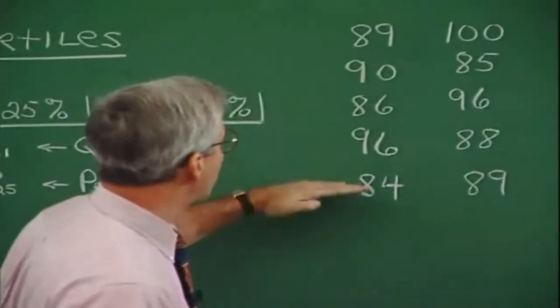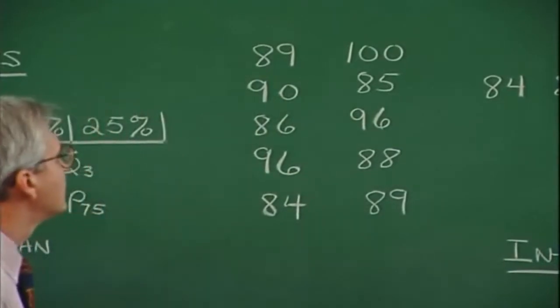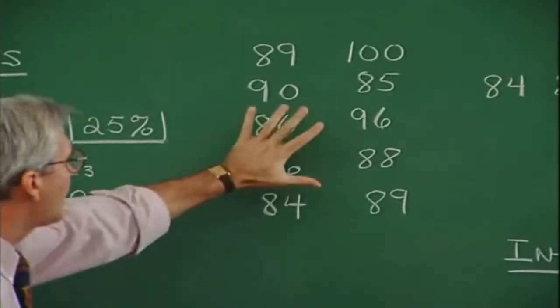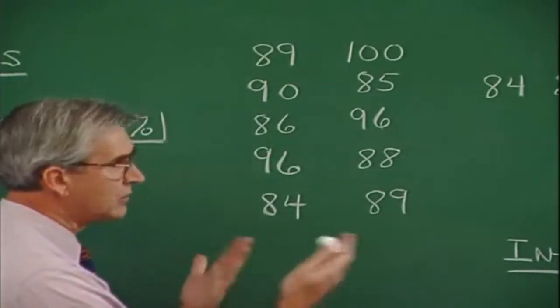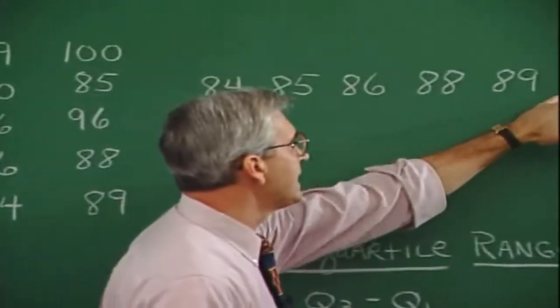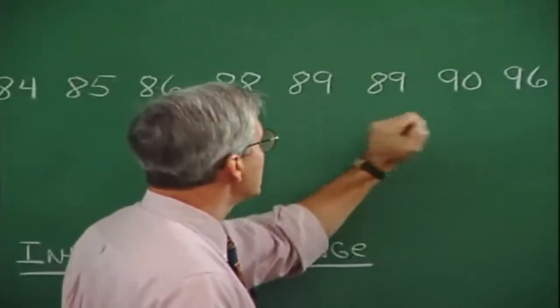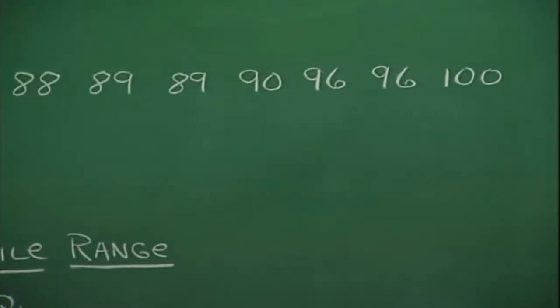Here we have a number of numbers, and they're sort of randomly assembled right here. We need to assemble these in an ordered fashion, lowest to highest, and so I've done that here: 84, 85, 86, 88, 89, 89 (89 appears twice, you see), 90, 96, 96, and 100. All right, we first identify the median.